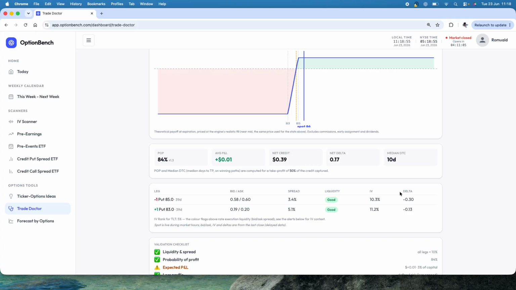So the diagnostic gives it an 84% probability of profit. Okay, before I say anything else, look at the number and decide for yourself. 84%, would you put this trade on? And hold that thought, because the win rate is the most seductive number on this screen, and it's the one that tells you the least.